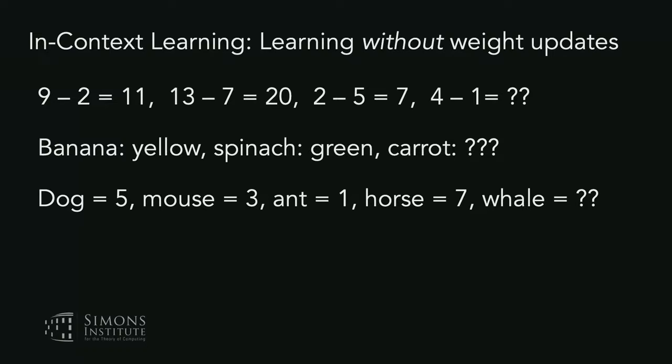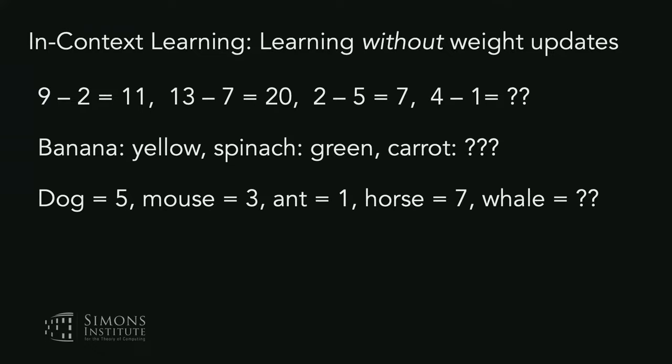So let's play this game. Dog is 5, mouse is 3, ant is 1, horse is 7. What's a whale? 9. Yeah, okay, good. So maybe this corresponds to size. You could also say maybe this corresponds to longevity or something like that. People are pretty good at this. Even kids are okay at this. Large language models, maybe the very best ones can do some of these things reasonably.